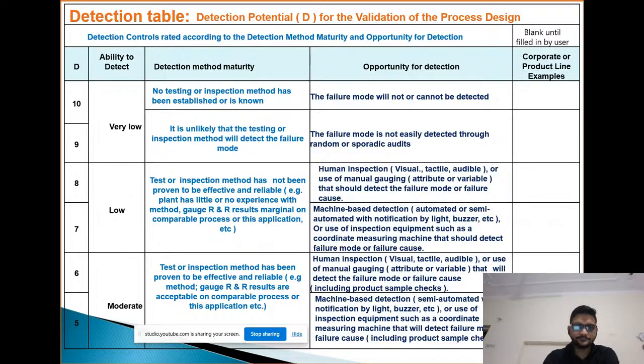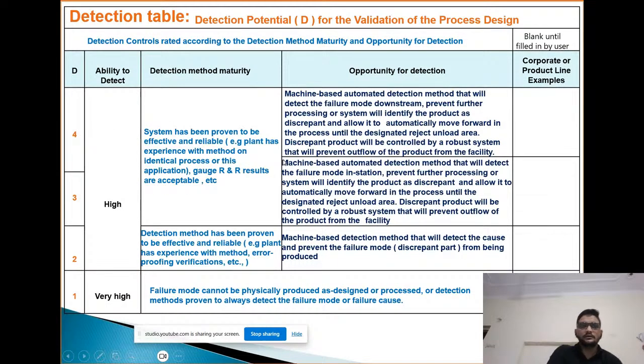Now next is rating 2, 3 and 4. Detection rating of 2, 3 and 4. That ability to detect comes in the high category. In case of rating 3 and 4, the detection method maturity is that the system has been proven to be effective and relevant, so that the plant has experience with this method on an identical process or this is applicable. These R&R results are acceptable in this case.